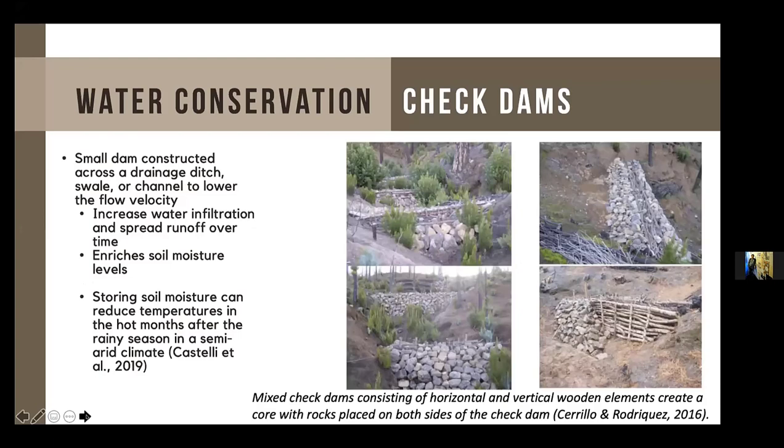And we'll start with the check dams. So check dam, just a very quick overview of what they are. It's a small dam constructed across a drainage ditch or a swale or a channel, and it lowers the flow velocity of the water passing through this channel.